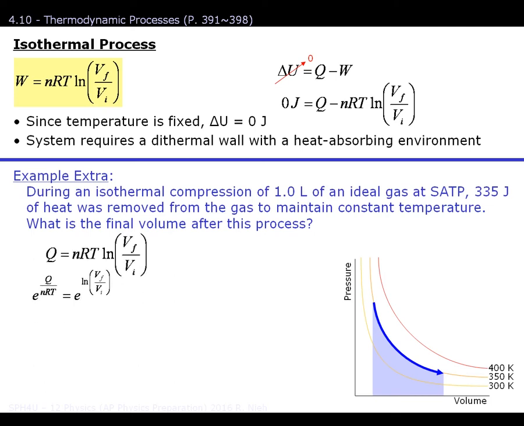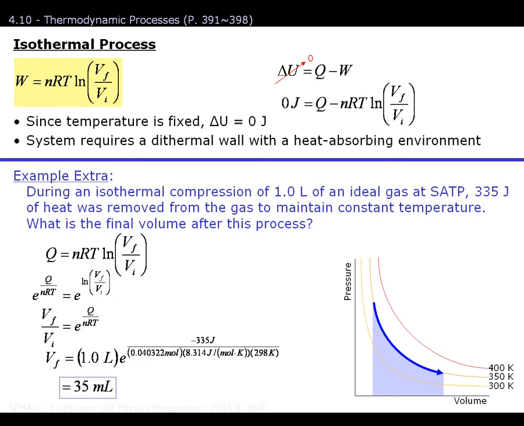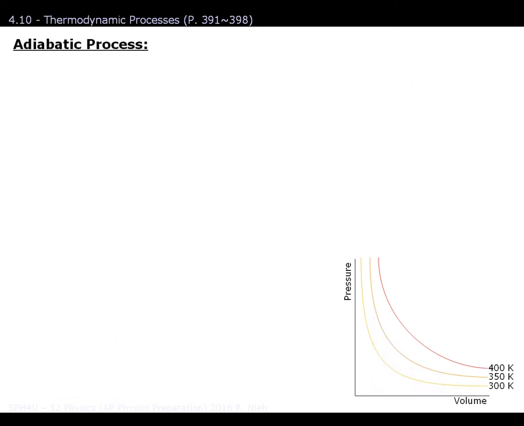The more challenging part of this calculation is that you'll need to know the complementary function for ln, which is the natural number e. So you isolate for VF, and you find out that the volume of the gas is now decreased down to 35 milliliters. Now, if heat wasn't removed from the system, the volume of the gas would actually be slightly higher because of the elevated pressure.